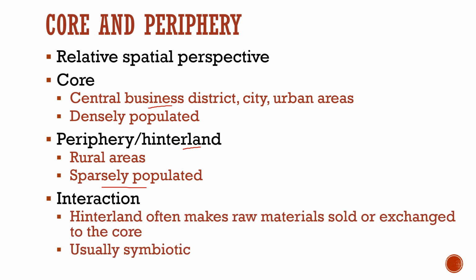So for example, the hinterland or the periphery often makes raw materials. We think about farming that feeds the many that are living in the urban areas. So those raw materials are made more in the hinterland, but they're sold in the core. So it's usually a symbiotic relationship. They need both. They both offer advantages to each other.